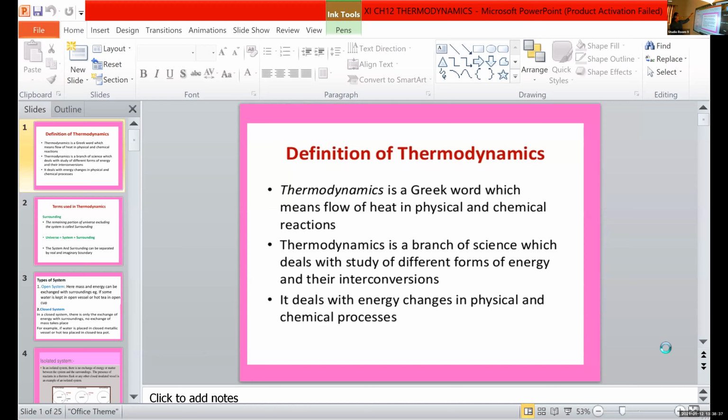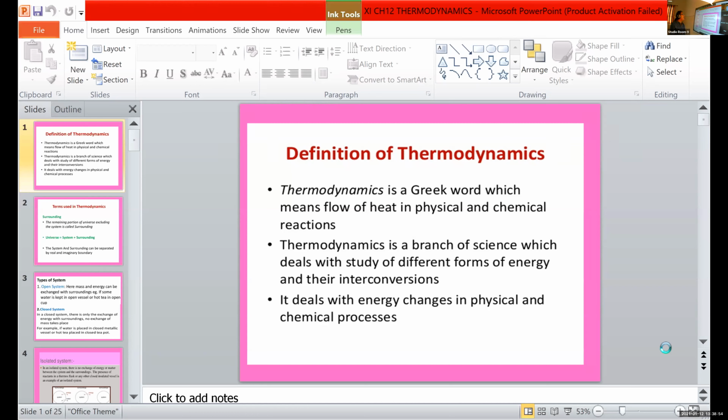So I hope you are able to see this. This is thermodynamics. Already I told you, the word is coming from Greek. It's for your knowledge, you don't have to copy. It comes from a Greek word which means flow of heat in physical and chemical reactions.